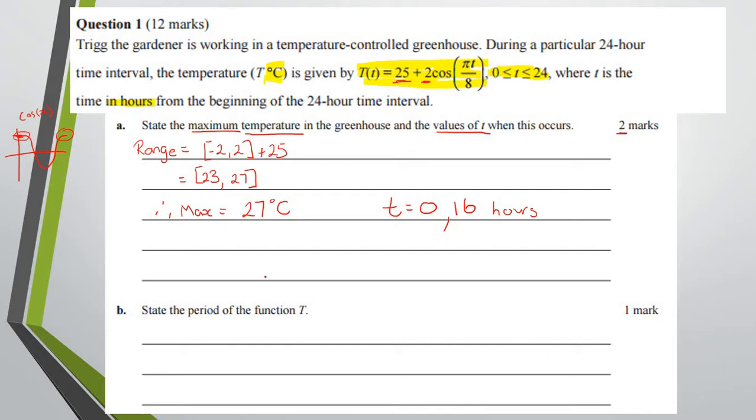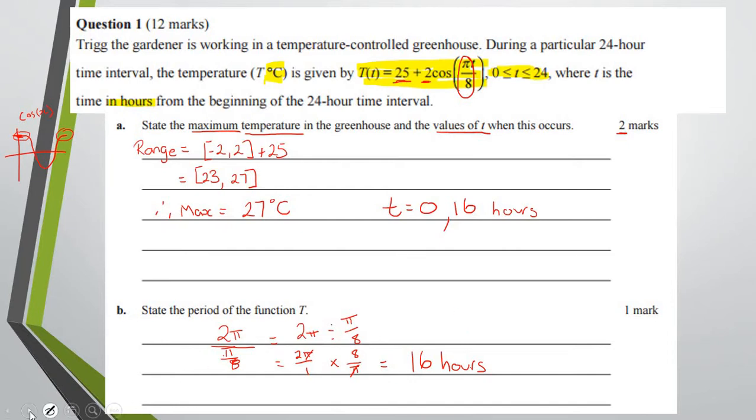Part B, state the period of the function of t. We work the period out by saying 2 pi divided by our value that is with the t, which is pi over 8. You could just type this into your calculator, make sure it's in standard mode to work it out. If we're doing it by hand, this is the same as saying 2 pi divided by pi over 8. We can change the divide to a times and flip this over. Remember, 2 pi can be written as a fraction, it's over 1 when not written. We can cancel our pi's out. So we get 16 hours is our period.